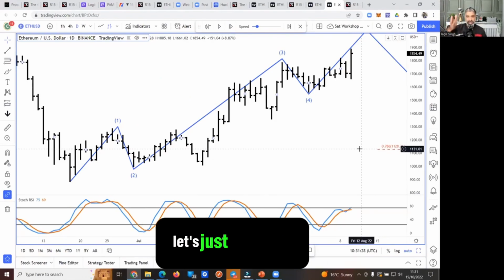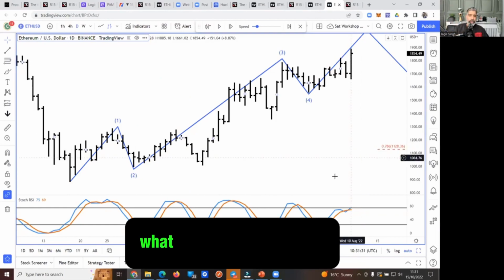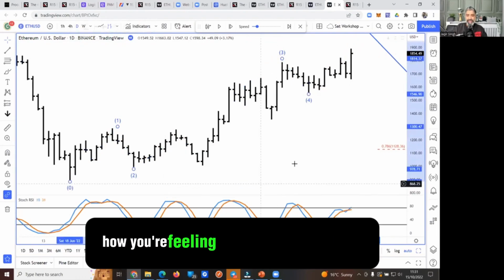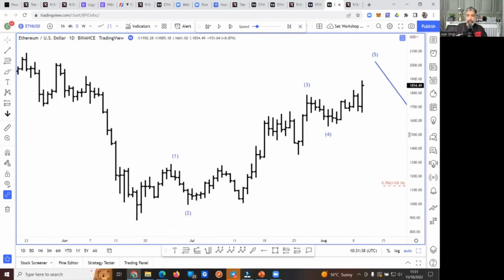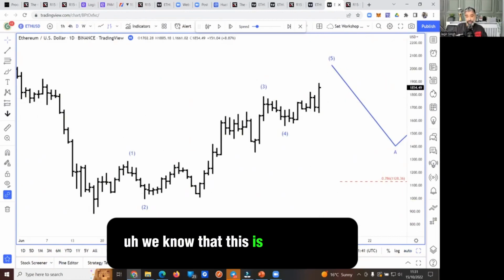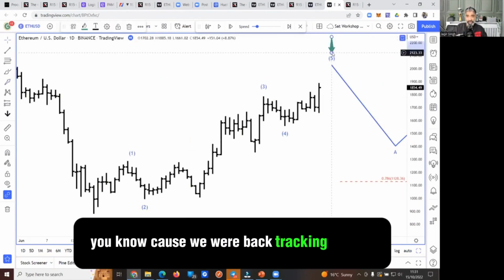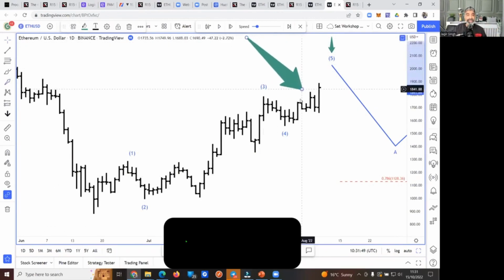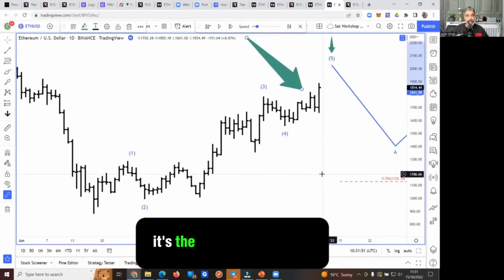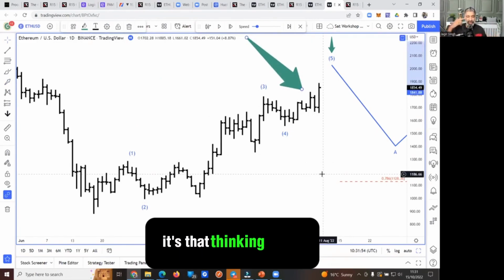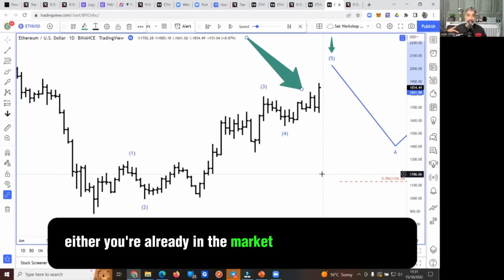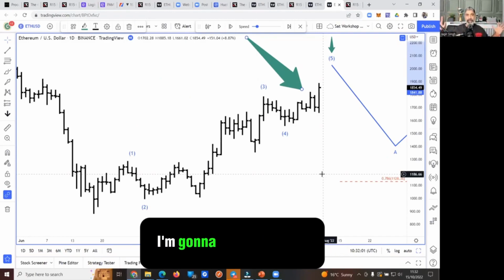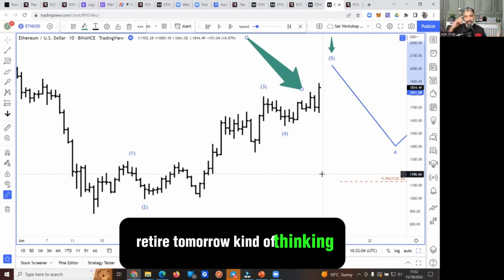Like literally, let's just say Ethereum's doing this. What you will find emotionally, and this is what we're measuring, by the way, how you're feeling is what we're measuring. What you'll find, we know that this is the top, right? We know that, because we're backtracking the data, we know this. But what you want to know is wave 5 is a Hopium wave. It's the lottery ticket wave. It's that thinking where either you're already in the market and people feel, wow, I want to buy more. I don't want to sell because this is going to the moon. I'm going to be able to retire tomorrow kind of thinking.